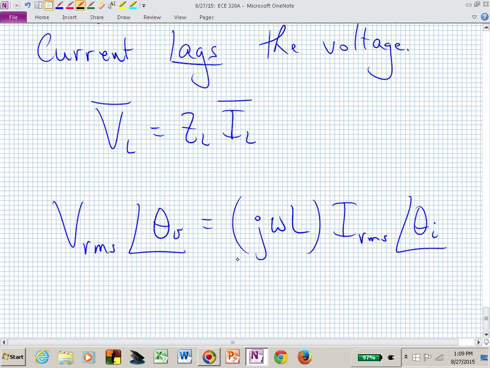What's another way of writing this complex number? That's now sort of in rectangular form, isn't it? It's 0 plus j some value, omega L. That's a complex number in that parenthetical representation, and it's in rectangular form. How do I convert that to polar form? Since all my others are effectively in polar form, they're in phasor form. How do I write j X sub L in polar form?